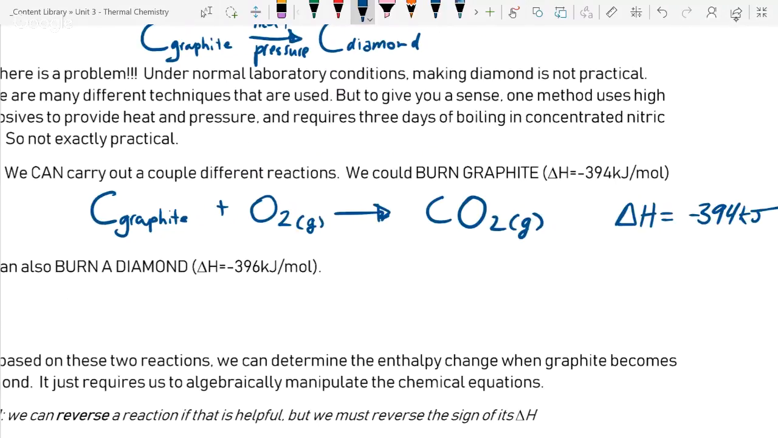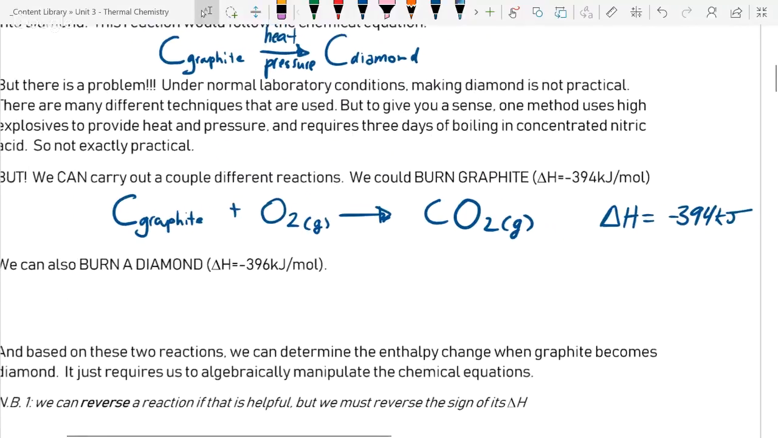Did I use 1 mole of carbon here? So do I need to double this or triple this or anything? No. If to balance this, I'd had to put a 3 here, what would I have to do with this number? Multiply it by 3. But in this case, I didn't have to, right? Does that make sense? Cool.